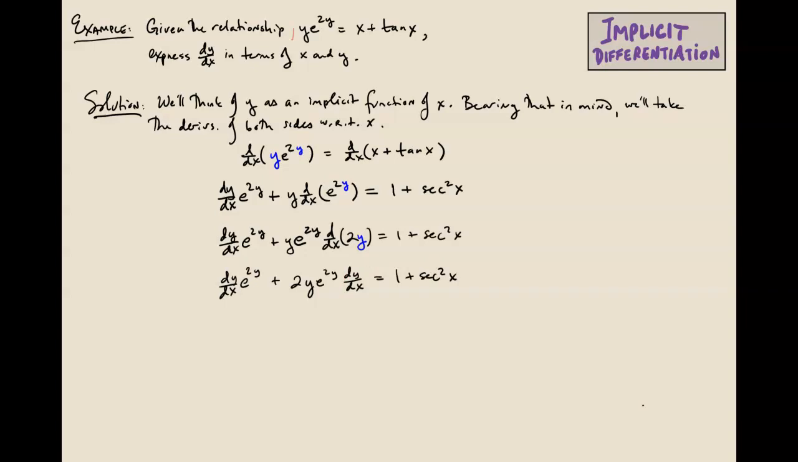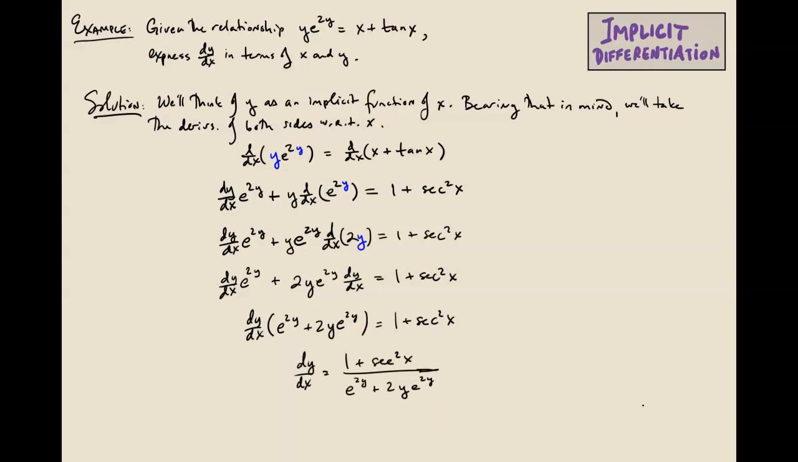I have gone from my original relationship between x and y and produced a relationship between x, y, and dy dx. So if I want to express dy dx in terms of x and y, all I have to do here is solve this equation for dy dx. And that's easy. I just factor dy dx out on the left-hand side, like so. And now I can solve for dy dx by dividing both sides by this factor, leaving me with this stuff.